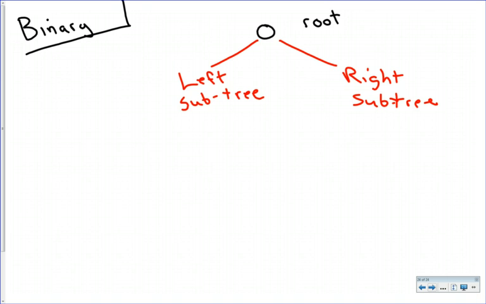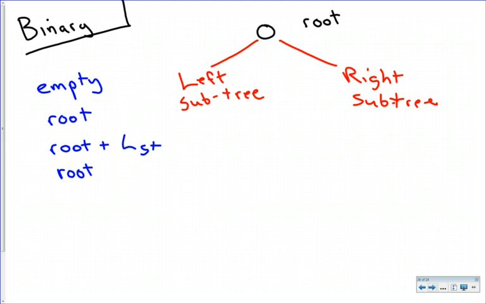Now keep in mind that each subtree holds the same definition. So for this subtree, it's either just a root, or a root with a left, or a root with a right. So a binary tree can be empty, just a root, and a left subtree, and a root, and a right subtree, or a root, and a left subtree, and a right subtree. So really that's the 5 different ways we can have a tree, right? So let me show you an example of all 5 of these.